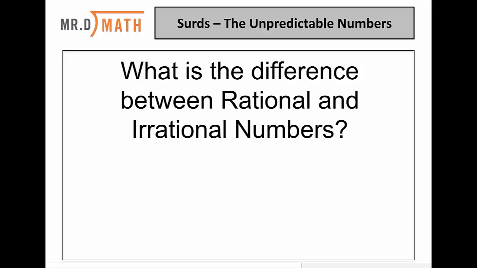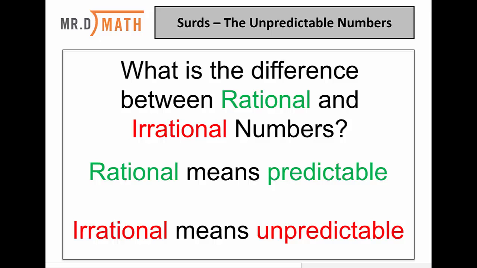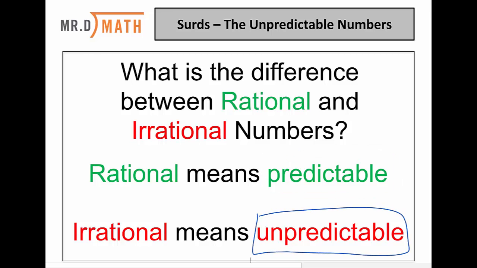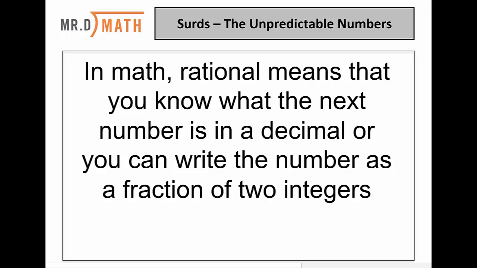You got the long, kind of boring definition. Let's get you a definition that works. What's the difference between rational and irrational numbers? Rational means they're predictable, and irrational means they're unpredictable. What does that mean? In math, when something's rational, it means that you know what the next number is in a decimal, or you can write that number as a fraction of two integers. I'll give you an example. 3 over 4 is a rational number because it's the integer 3 over the integer 4. I could even say 4 over 3. It's still rational because I wrote it as two integers.